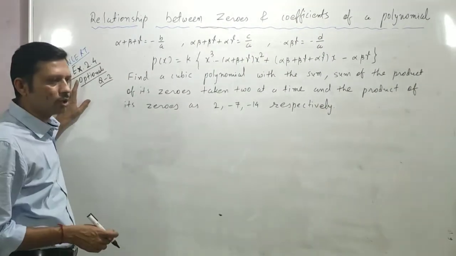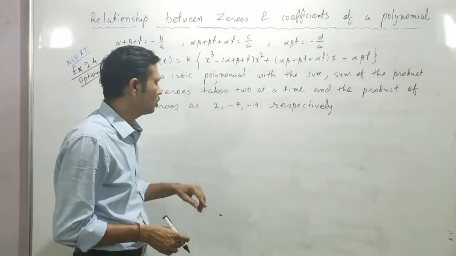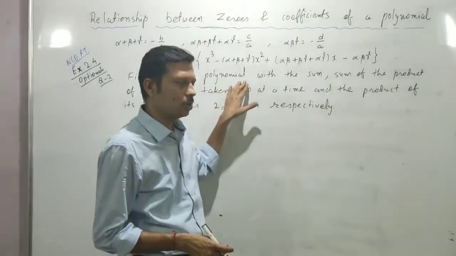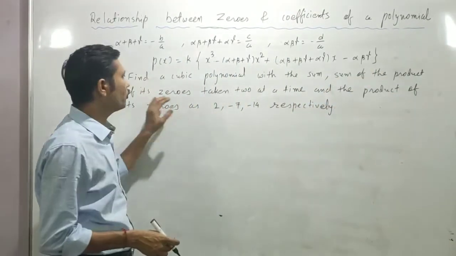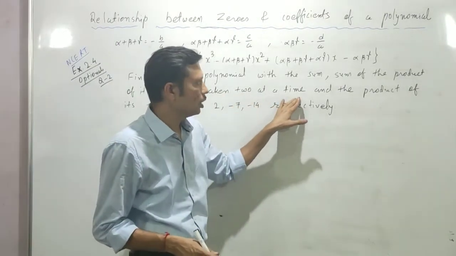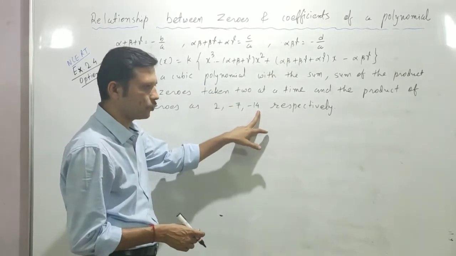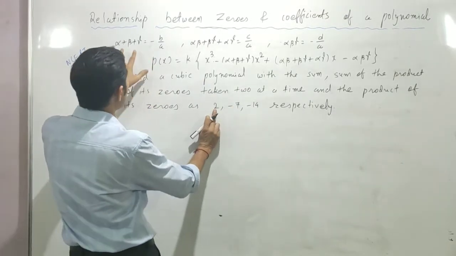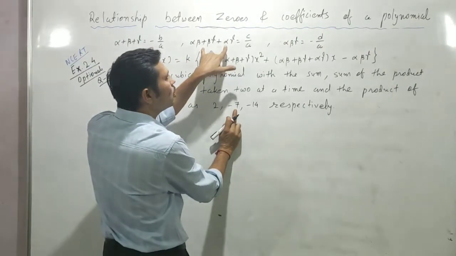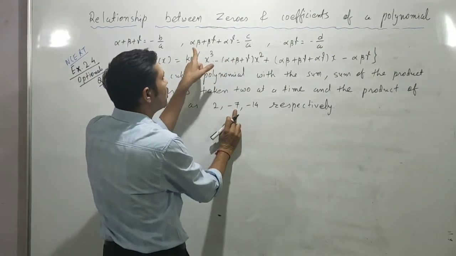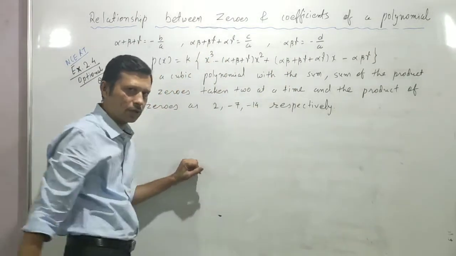Now we are discussing question number 2 of our optional exercise. For the question, find a cubic polynomial with the sum of the zeros, the sum of the product of its zeros taken 2 at a time, and the product of the zeros given as 2, minus 7, minus 14. That means the sum of all the zeros, alpha plus beta plus gamma, is given as 2. The sum of the product of the two zeros taken at a time is given as minus 7, and the product of all the zeros is given as minus 14.